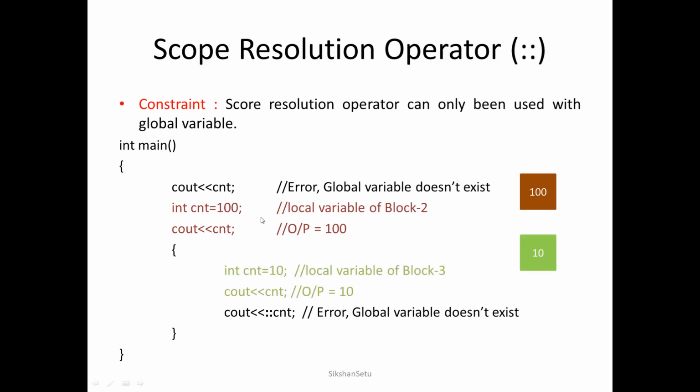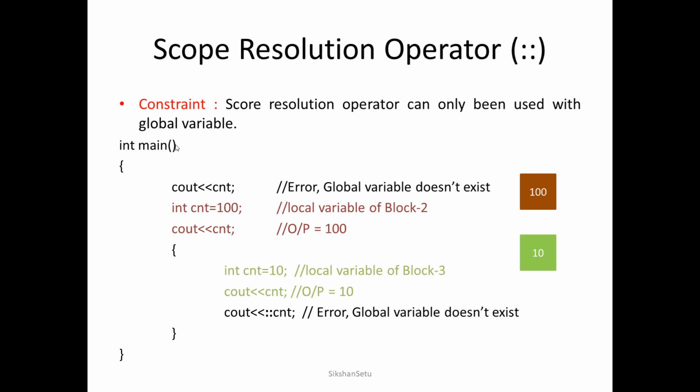I am creating another block, but here when I write this statement cout scope resolution CNT, it will prompt an error, because when we write scope resolution CNT, it directly refers to a global variable, but here we don't have any global variable declared which is named CNT, so this statement generates an error. So the constraint is that the scope resolution operator can only be used to access global variables.